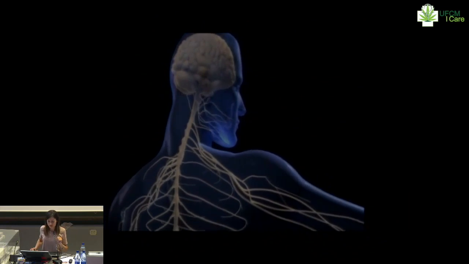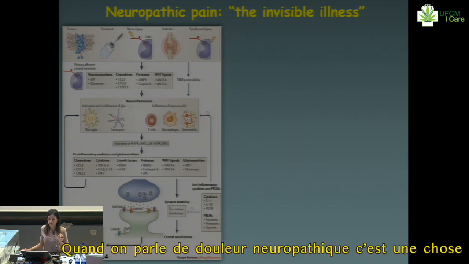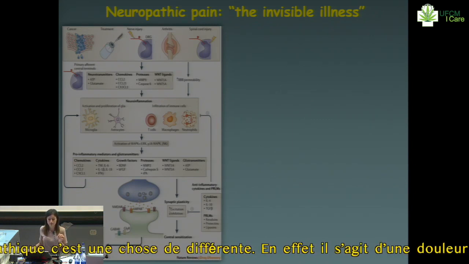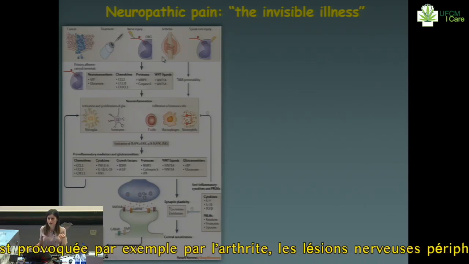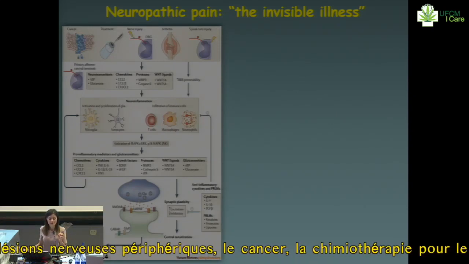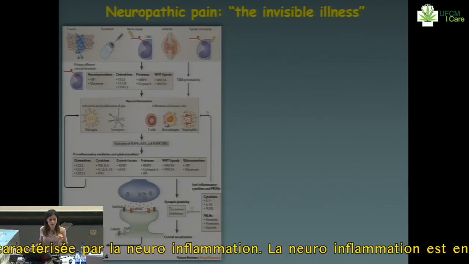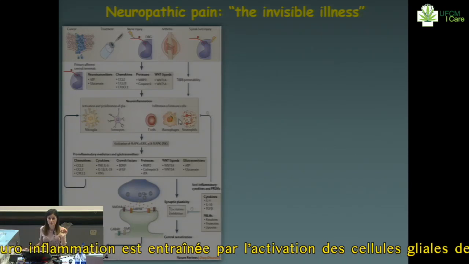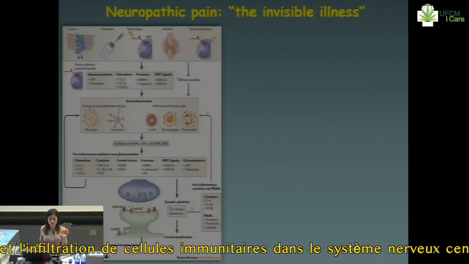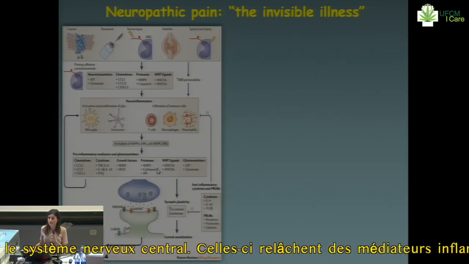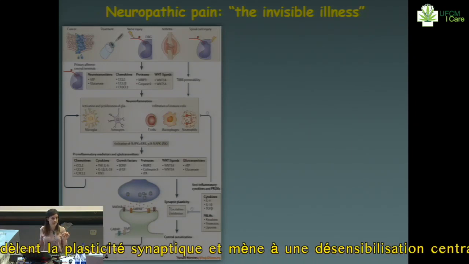But when we talk about neuropathic pain, this is something different from nociceptive pain because this is a chronic pain. It is induced by arthritis, peripheral nerve injury, for instance, cancer, or chemotherapy treatment, and it is characterized by neuroinflammation. Neuroinflammation is driven by glial cell activation in the spinal cord and the infiltration of immune cells into the central nervous system, and they release pro-inflammatory mediators and gliotransmitters that remodulate synaptic plasticity and induce central sensitization.